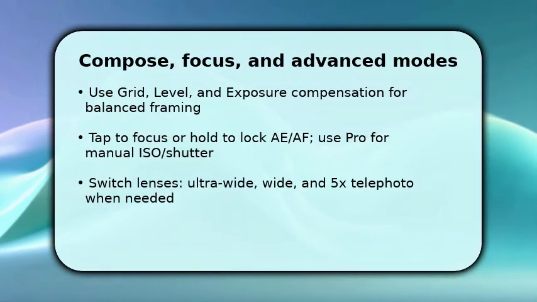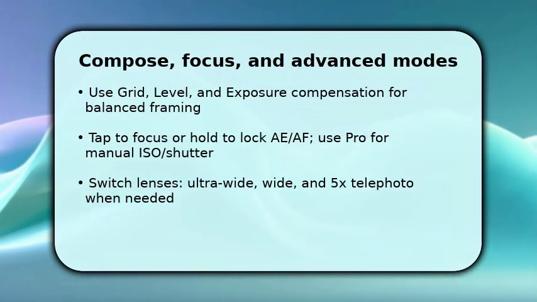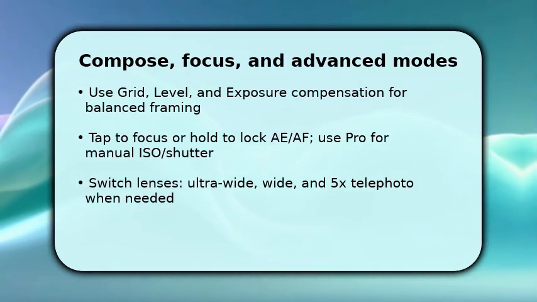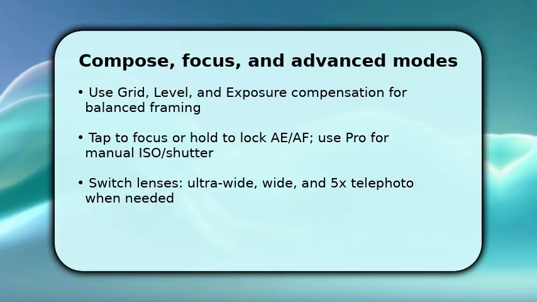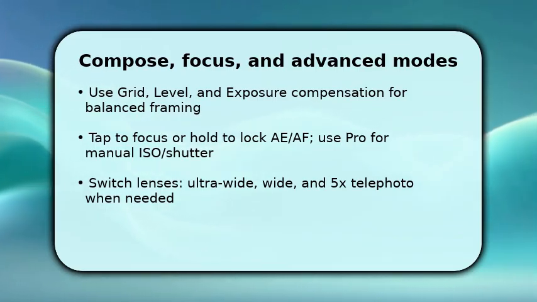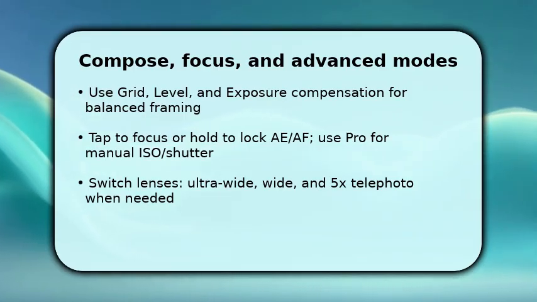You'll compose and lock the shot next. Enable grid and level to align horizons, then tap the subject to set focus or press and hold to lock AE/AF so exposure won't shift. Once locked, adjust exposure compensation for highlights or shadows. Use Pro Mode when you need manual ISO, shutter speed, or white balance control.